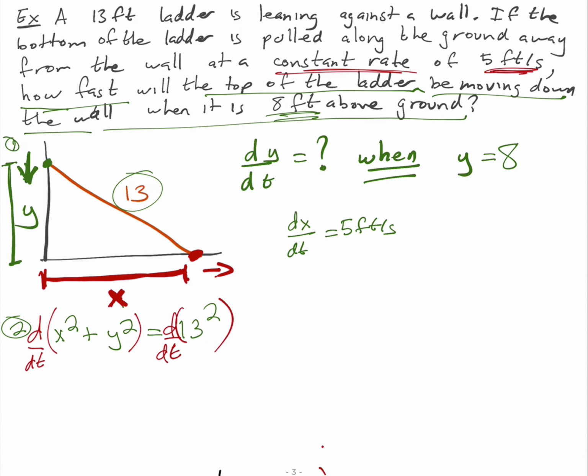Okay, so then what's the derivative of the left side? 2x dx over dt, plus 2y dy over dt. Yep. And the right side is 0. Yep. Okay, and then after you do that, then what can we do?